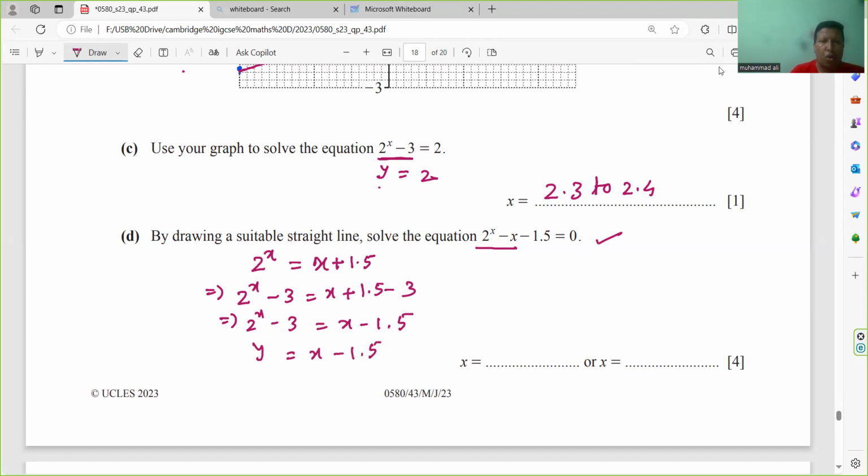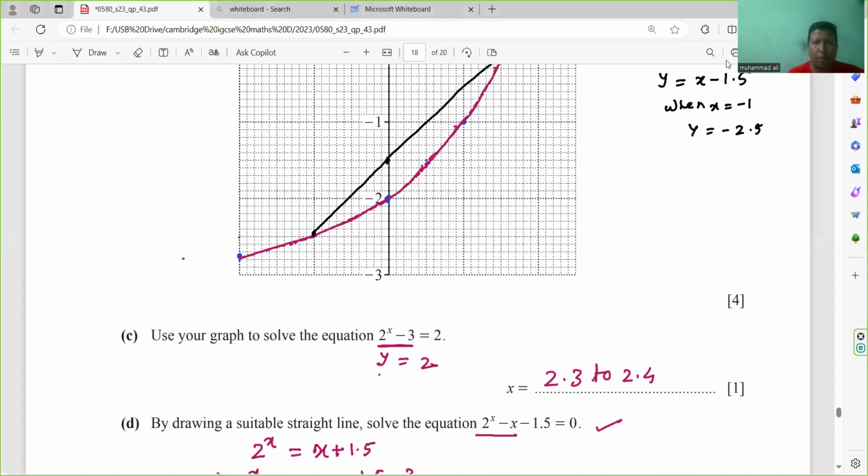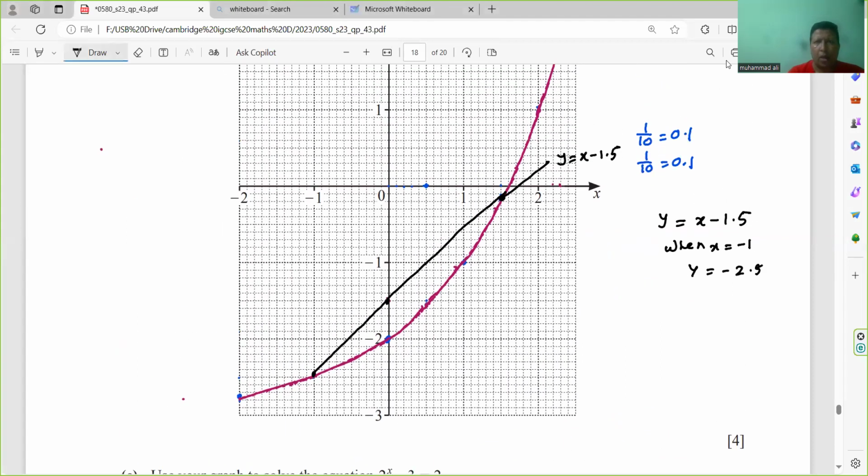Now we have to draw this line y equals x minus 1.5 at first. So this is a straight line. When you put x equals 0 in this line, y equals minus 1.5. So this is one coordinate. When you put x equals minus 1 here, y equals minus 2.25. So these two coordinates we get. So we just join these two coordinates by a scale and proceed it.